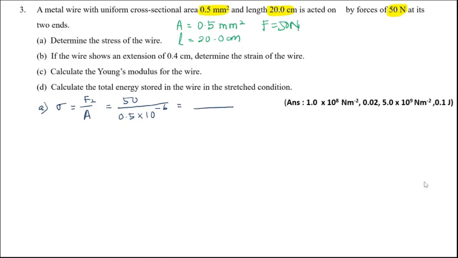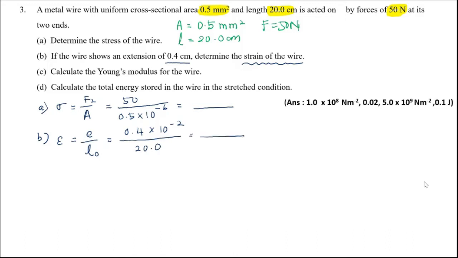How about number 3B? If the wire shows an extension of 0.4 centimeter, determine the strain of the wire. Use the equation for strain, which is strain equal to elongation per L naught. The elongation is given in part B, which is 0.4, but it is given in centimeter, so convert it to meter, times 10 to the power of -2, and then divide by the L naught, which is 20.0 centimeter, and then you come up with the answer.